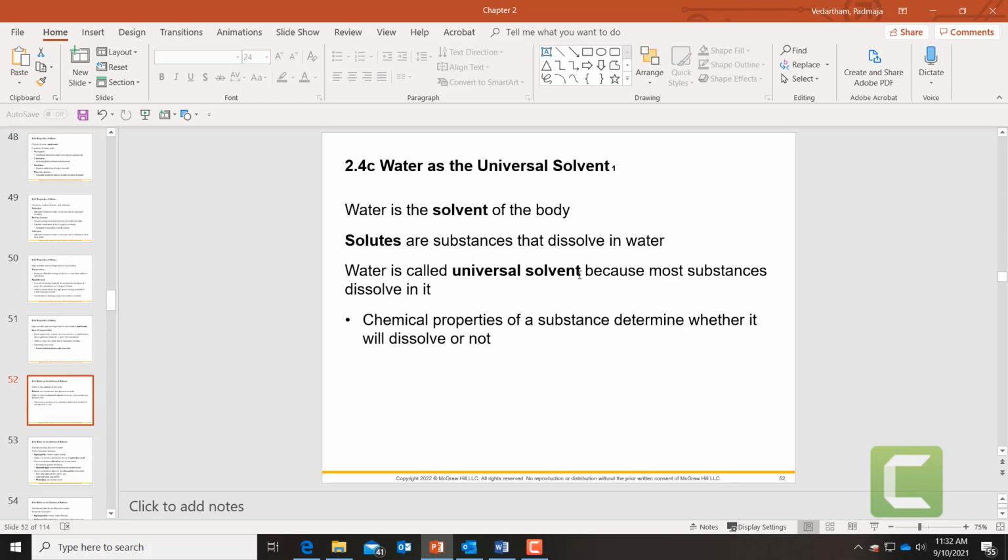And water is a solvent of the body. I don't like to call it a universal solvent because lipids don't dissolve in it. So solutes are substances which can dissolve in water. If we have salt water, salt is a solute and water is the solvent.